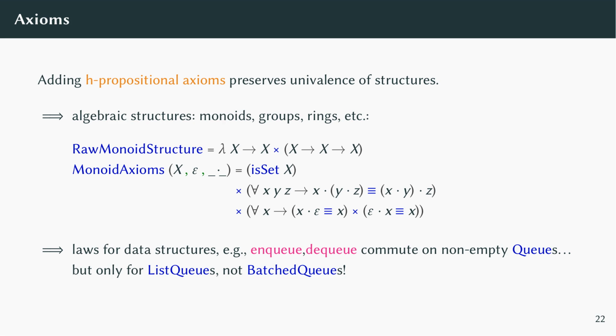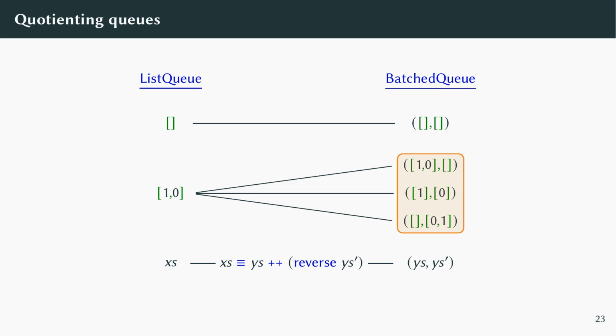Axioms also let us capture laws for data structures, such as the fact that you can reorder NQ and DQ operations so long as the queue isn't empty. But while this does hold for list queues, it actually doesn't hold for batched queues because DQ can cause the queue to rebalance. This is the same reason that the correspondence between list queues and batch queues wasn't an isomorphism. The equality of batch queues is just too fine. It exposes internal state that can't be observed by clients.